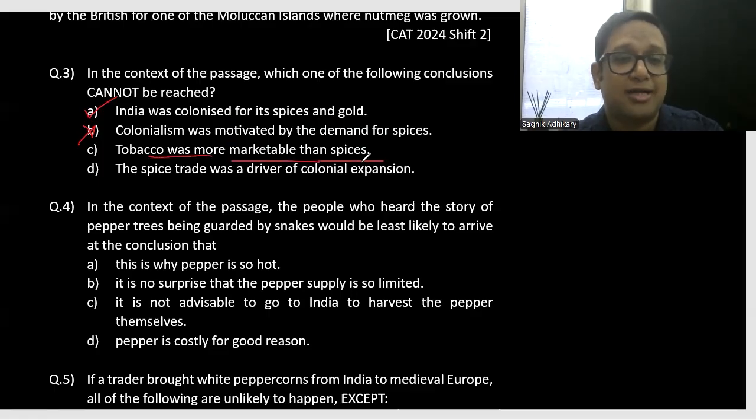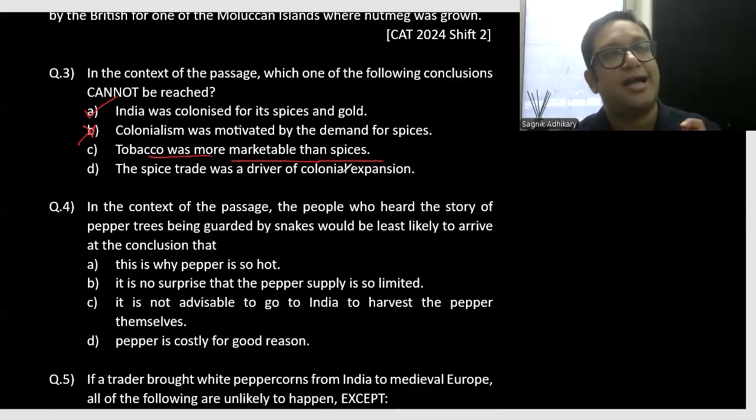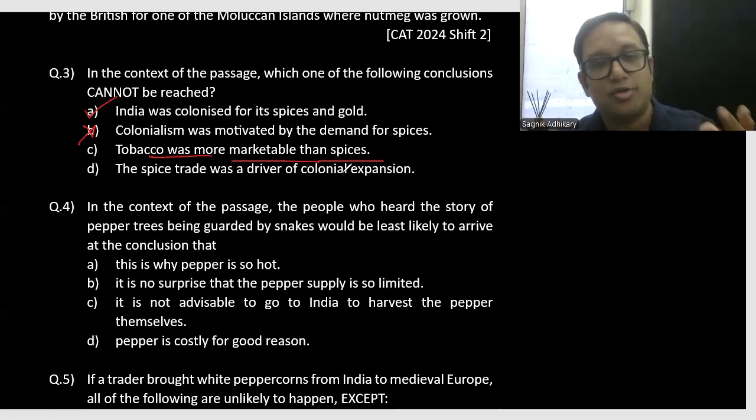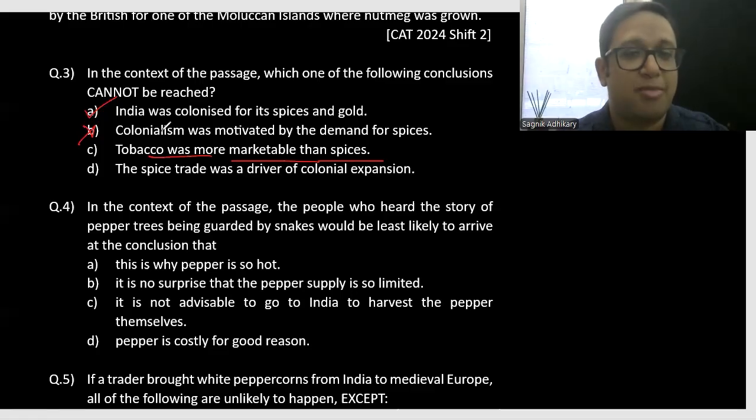Tobacco was more marketable than spices. Yes, gold and silver, last paragraph. Gold and silver had more enduring value, and tobacco, indigo, etc., sugar, they had more commercial value. So they were more marketable than spices. So this also can be concluded from the passage, not a valid choice.